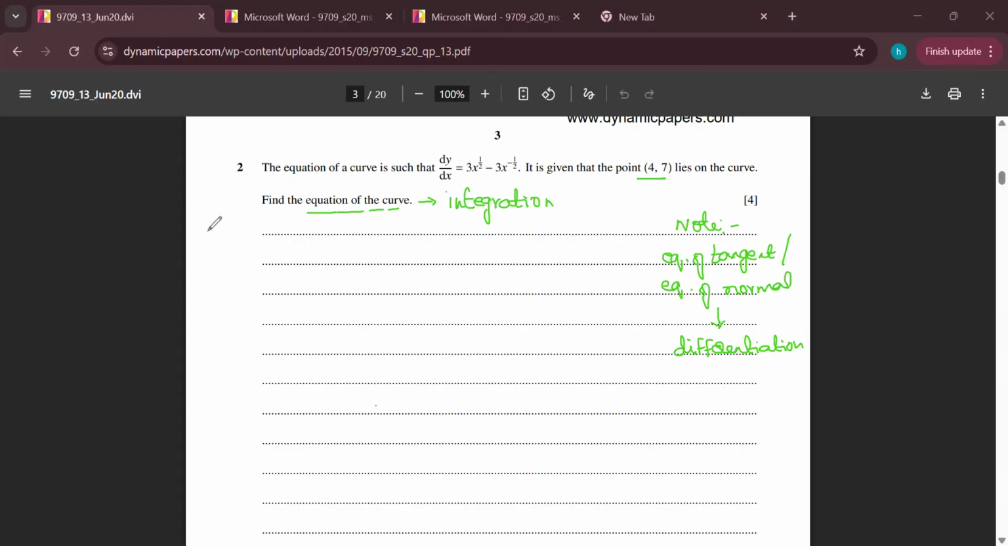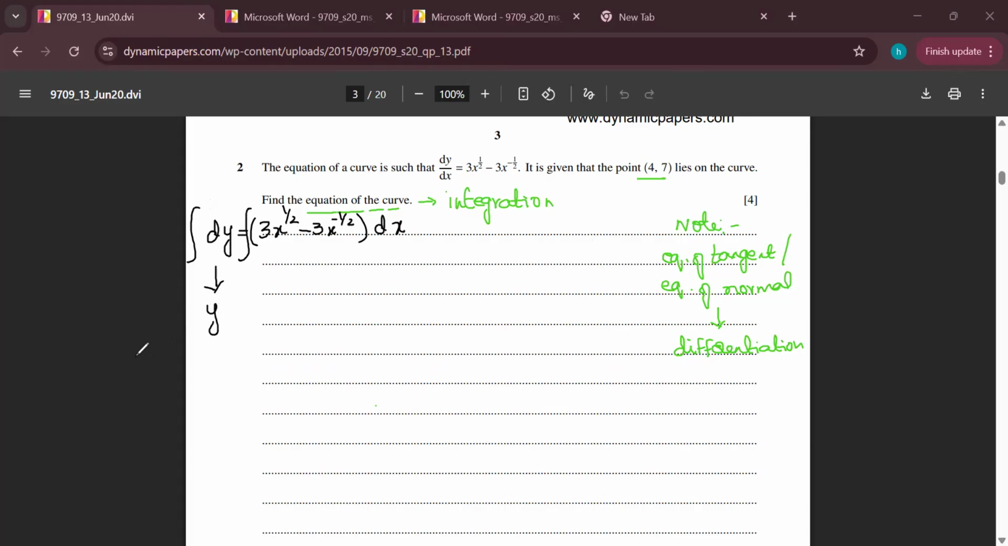Now look over here. We will separate the variables. We will write dy here, and I will take 3x raised to power half minus 3x raised to power minus half. I'll put it in the bracket with dx. Now what I will do, I will take the integral sign on both the sides. So dy will become y.